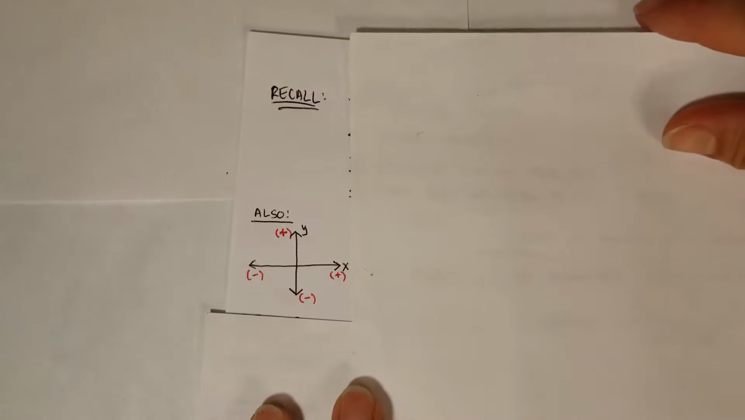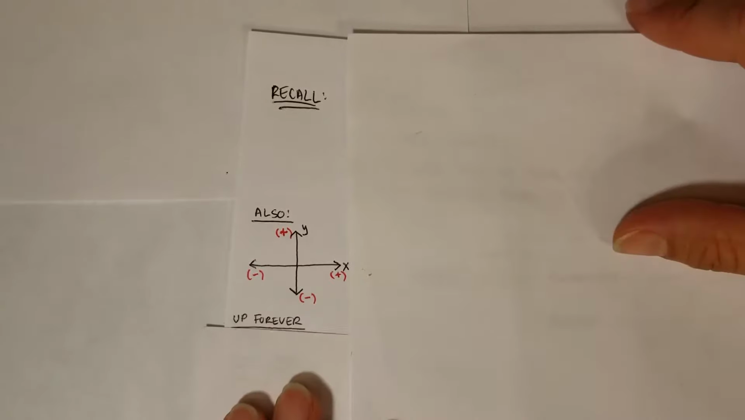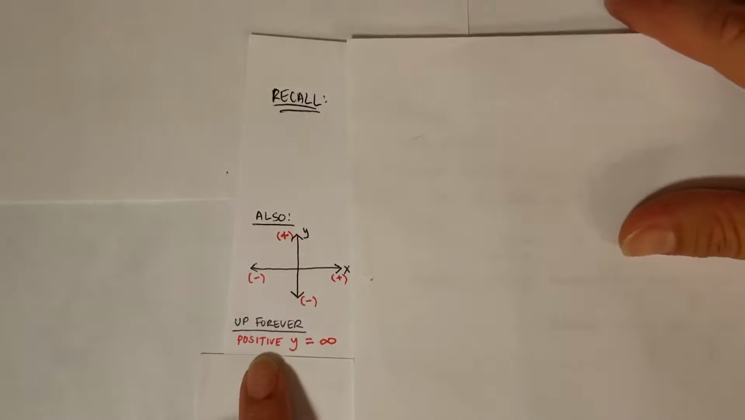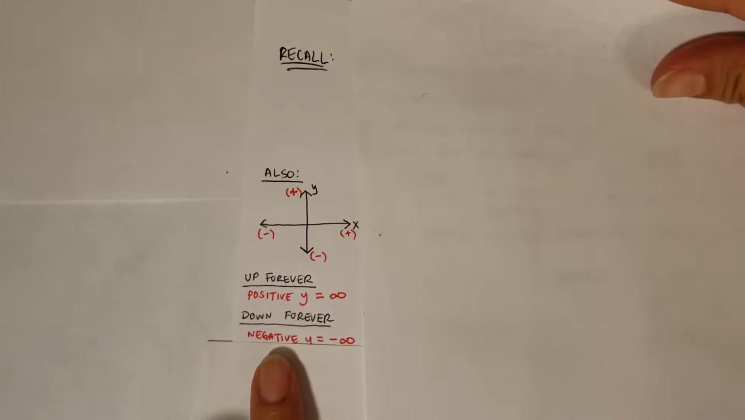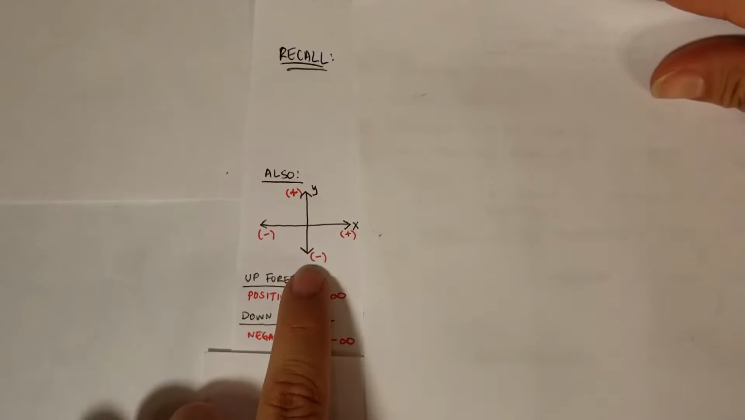Infinity means either up, down, left, or right, forever and ever and ever. If you're talking about up forever, that's going to be positive infinity because it's where the positive y is going to be. If we're talking about down forever, that's going to be negative infinity because it's downwards, forever and ever and ever.